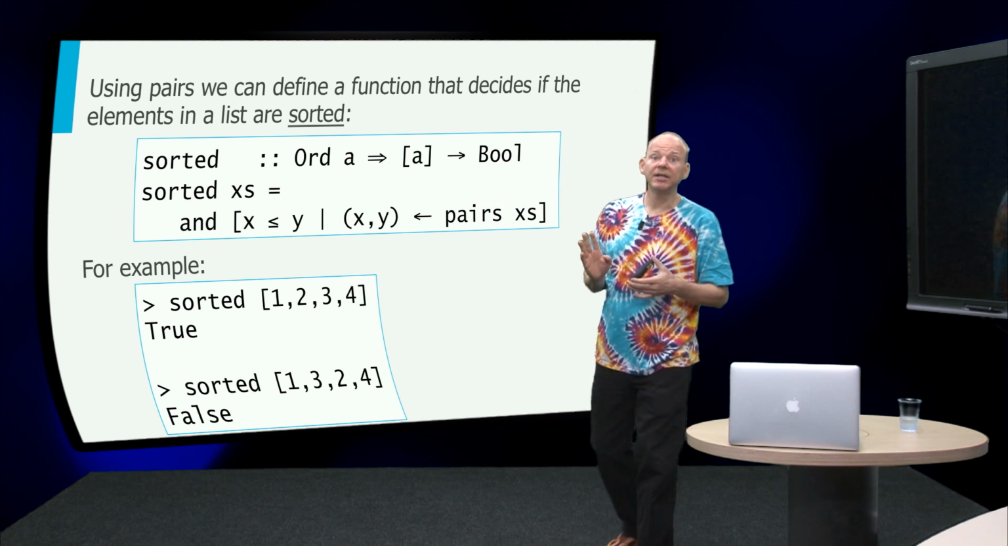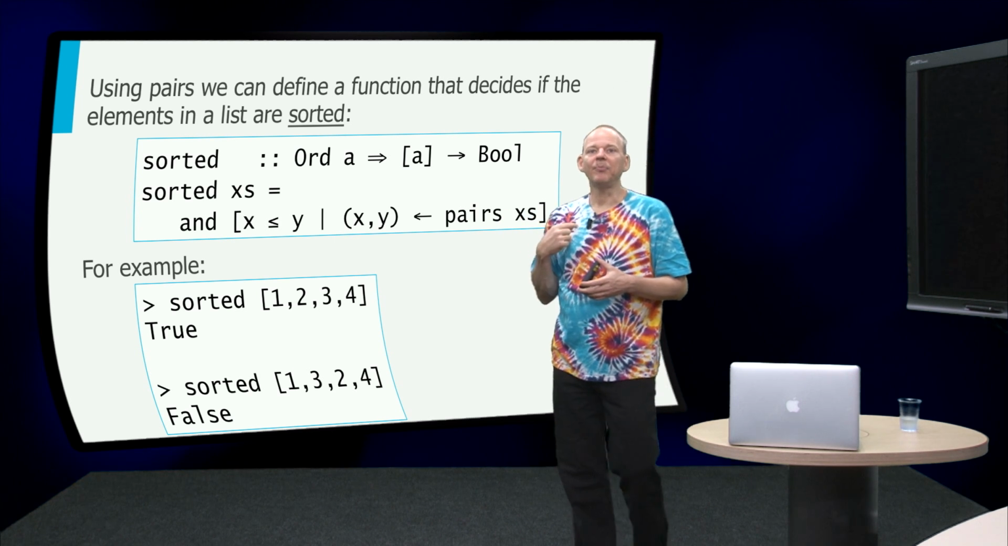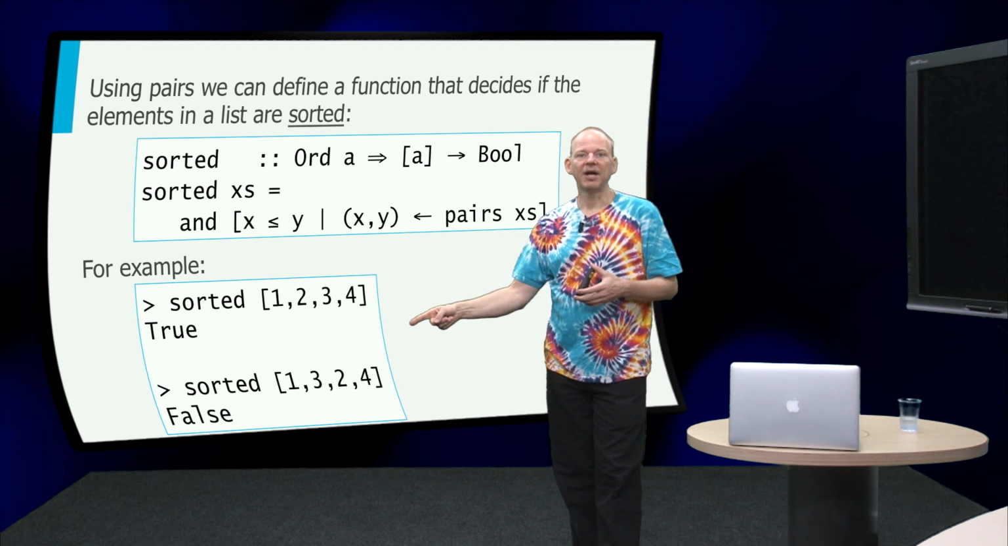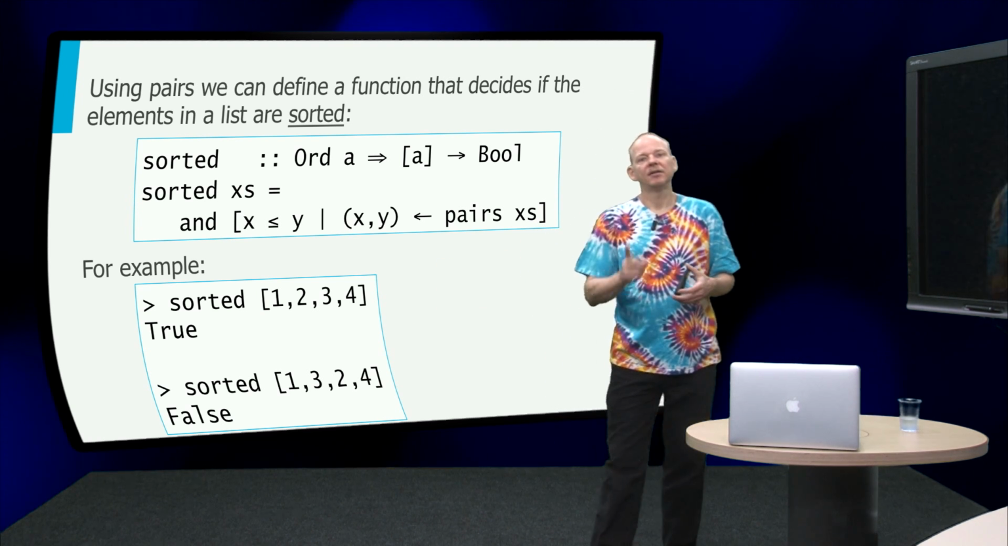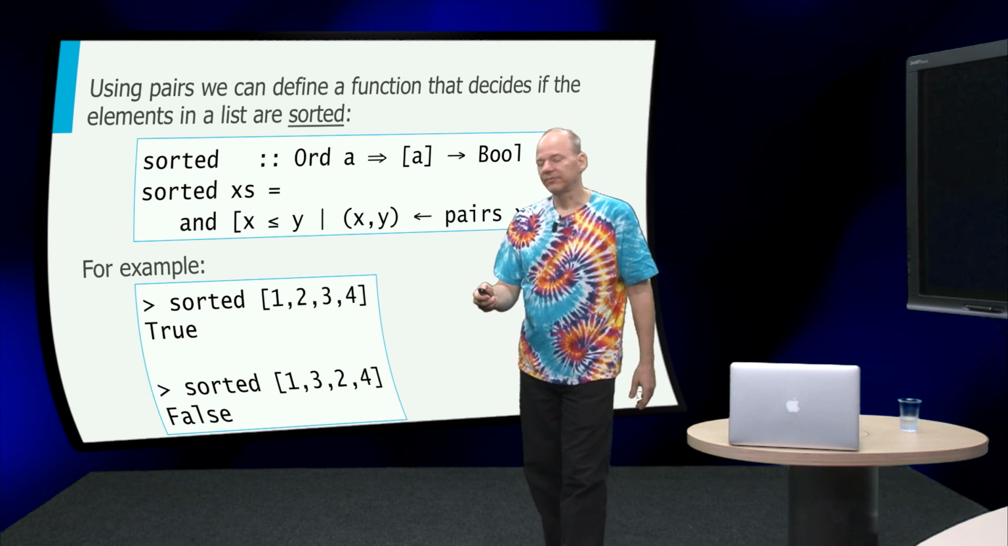Is 1, 2, 3, 2, 4 sorted? No, because the third pair in pairs of this list is the pair 3, 2, and there 3 is greater than 2. So that will return false.